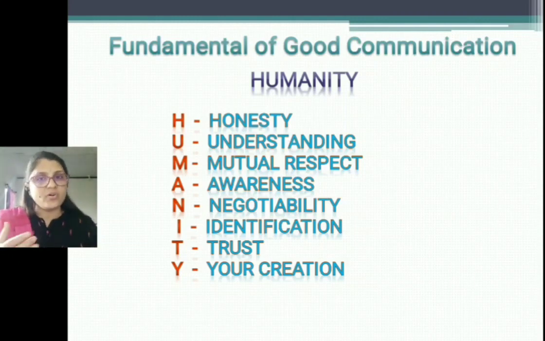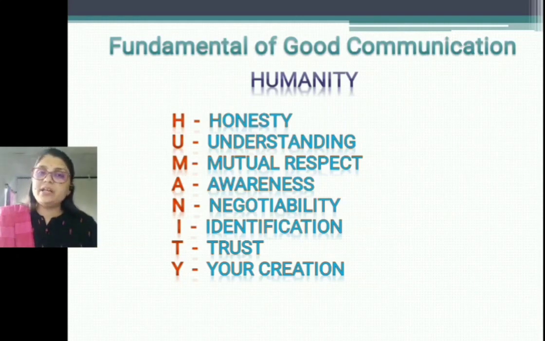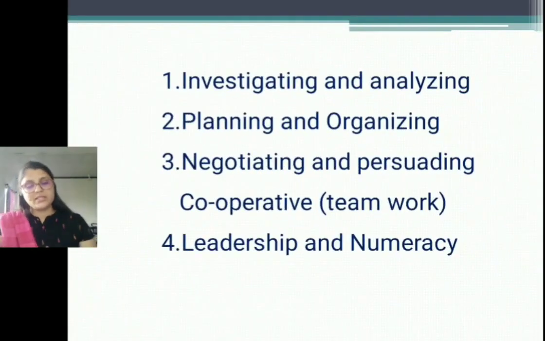H for honesty, U for understanding, M for mutual respect, A for awareness, N for negotiability, I for identification, T for trust, and Y for your creation. If you keep in mind this humanity, you will definitely have good communication skills. Then I want to share one more thing.